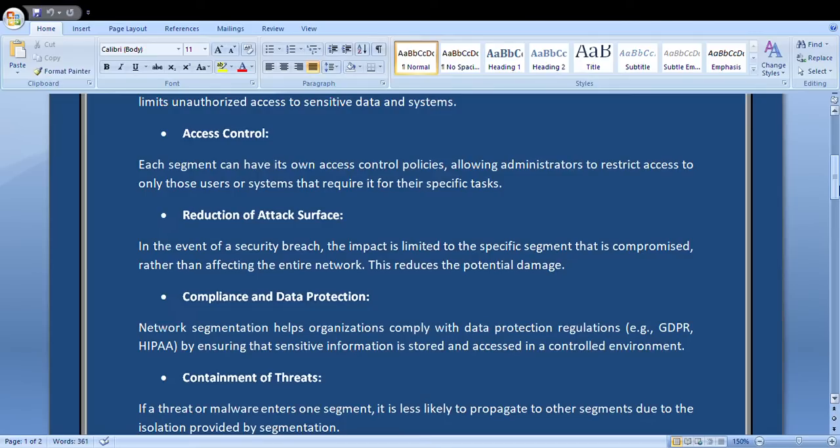Then we have compliance and data protection. Network segmentation helps organizations comply with data protection regulations, GDPR, HIPAA, by ensuring that sensitive information is stored and accessed in a controlled environment.